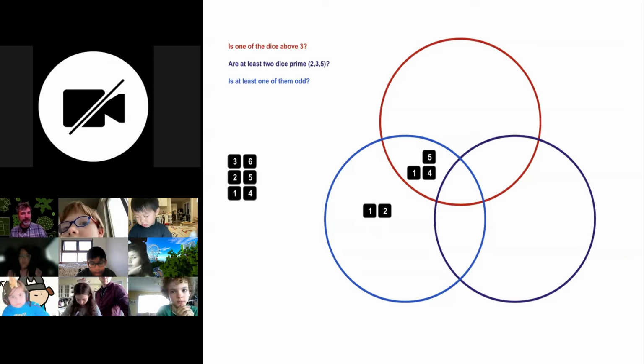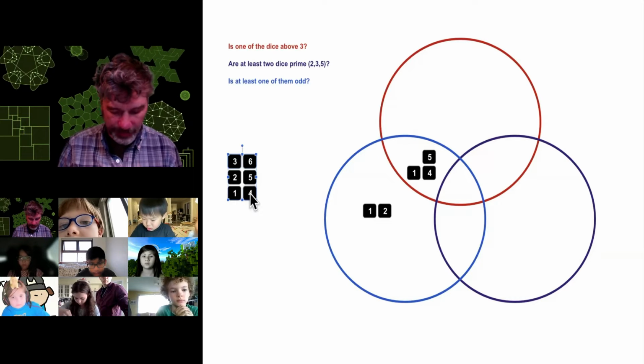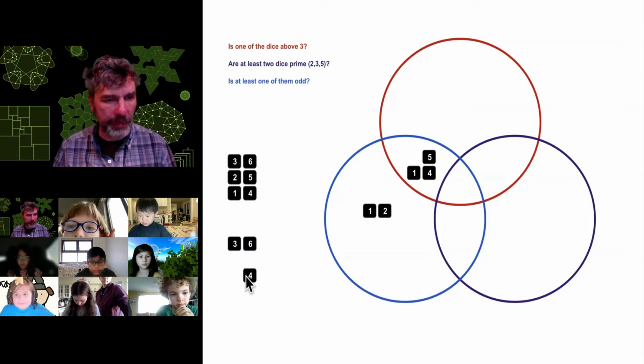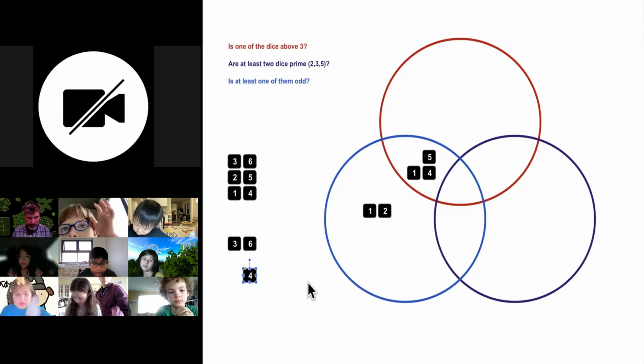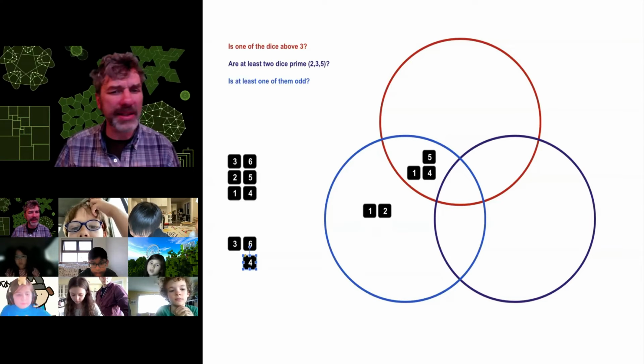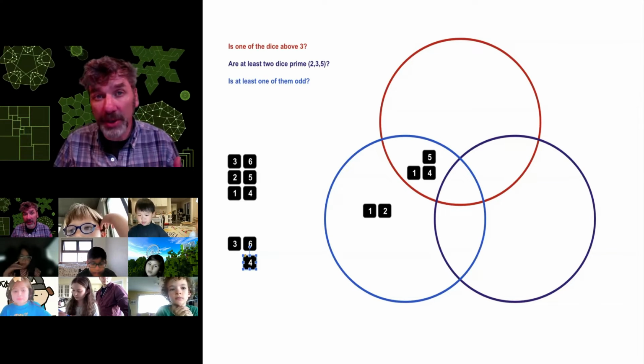3, 6, and a 4. 3, 6, and 4. Okay, and where does that go? That should go into blue and red. Yeah, so you're populating the same region. So Arohan just populated it.